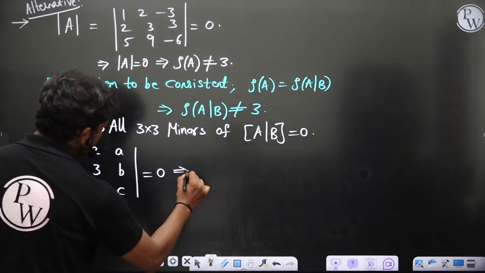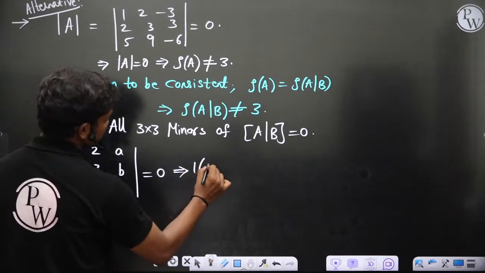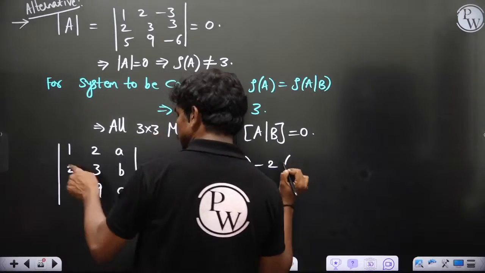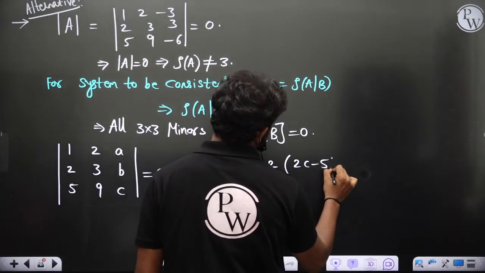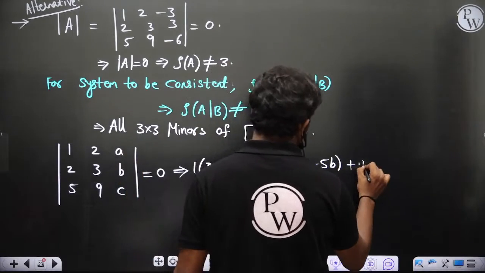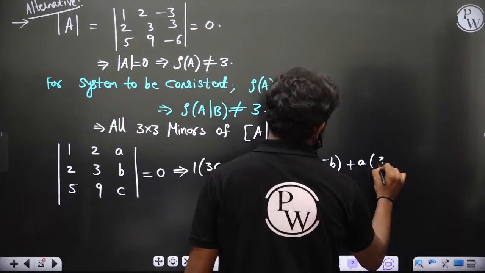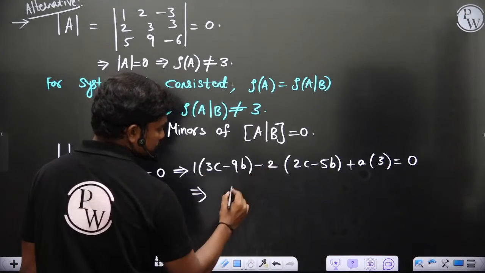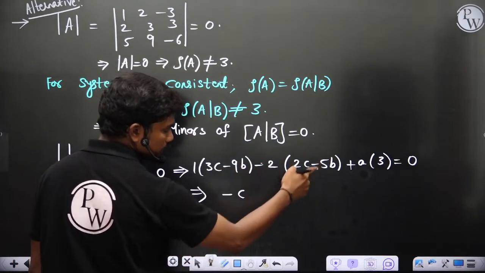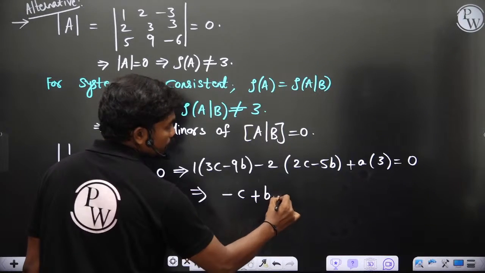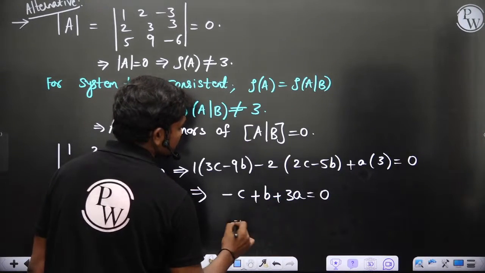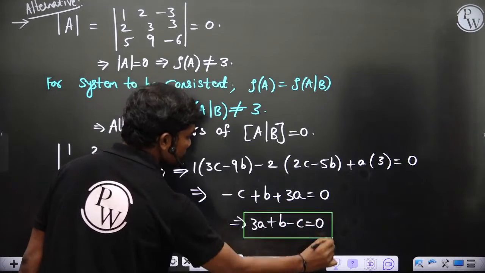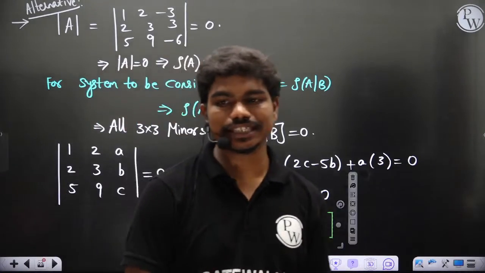If you simplify this, you will get 1 into (3C minus 9B), minus 2 into (2C minus 5B), plus A into (18 minus 15), is equal to 0. Simplifying, you get 3C minus 4C, which is minus C, minus 9B plus 10B, so plus B, plus 3A, is equal to 0. This gives you 3A plus B minus C equal to 0. That's how you can still get the condition. There are plenty of ways to work it out.